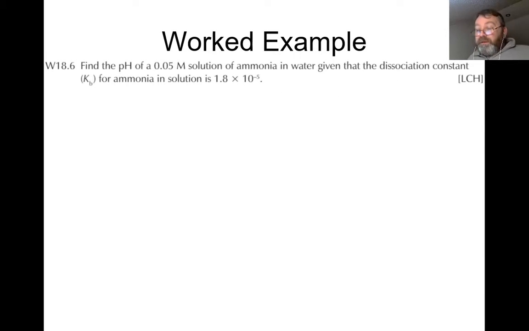Okay, so let me do another couple of these things. Let's take a base this time. Find the pH of a 0.05 molar solution of ammonia in water, given that the dissociation constant now is Kb. Kb, it's a base, okay? So what I would suggest you do is the following.